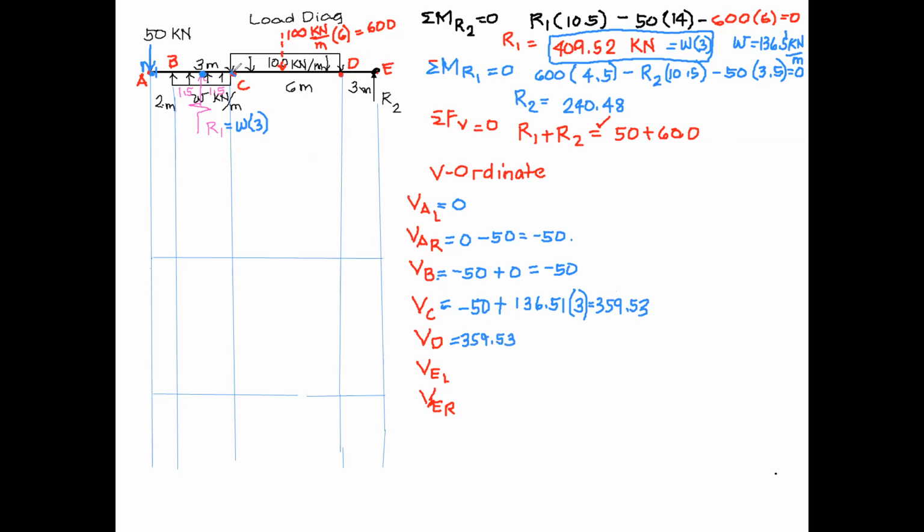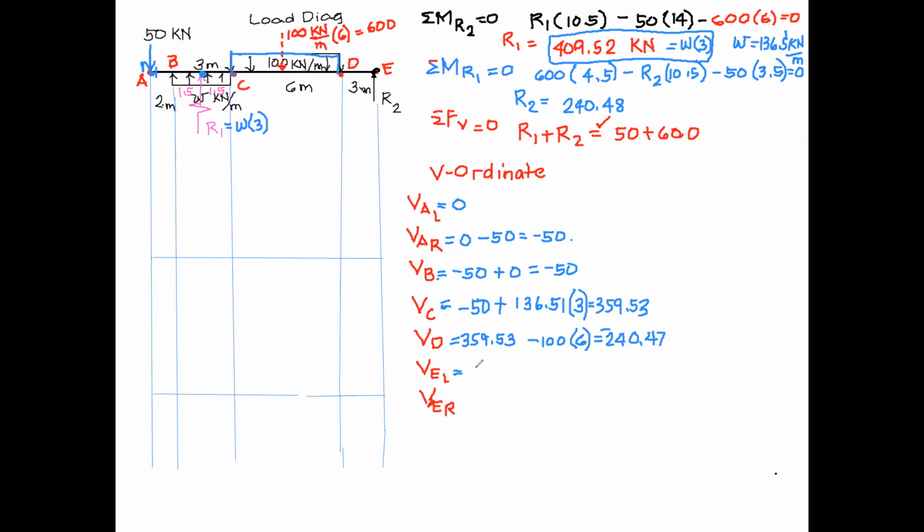From C going to D, we have to consider this: minus 100 times 6. This is the answer. So, 40.47, negative. So, 40.47.